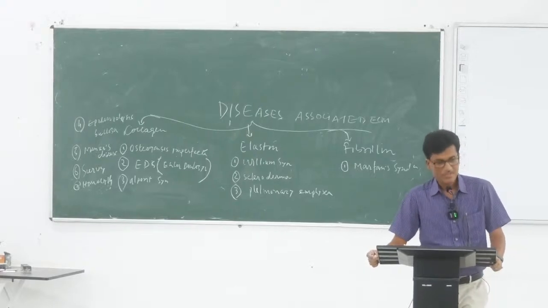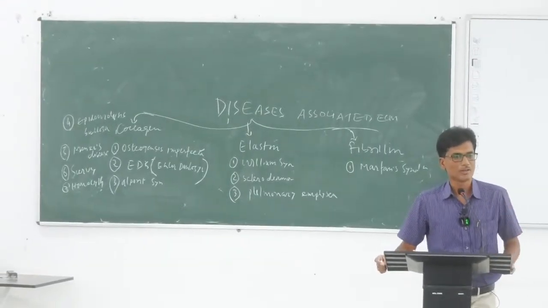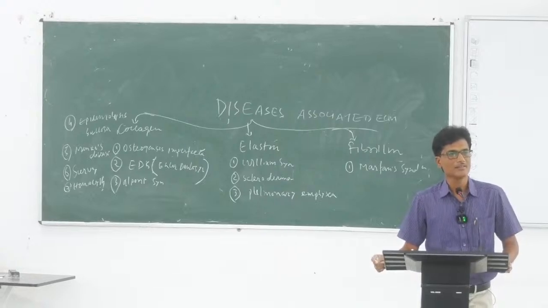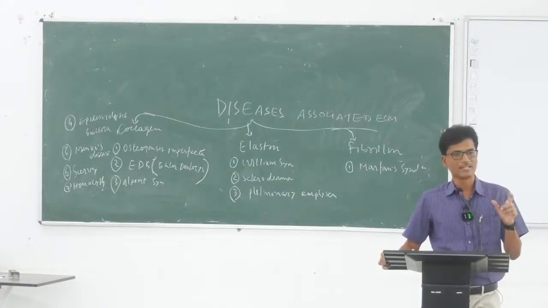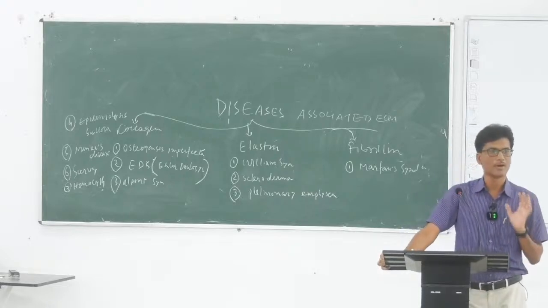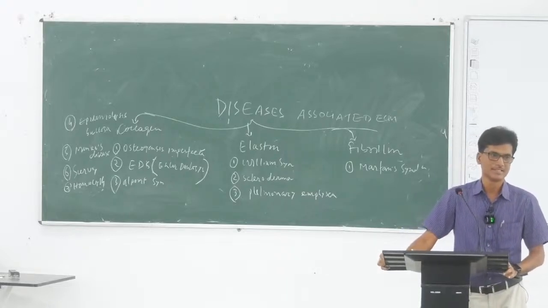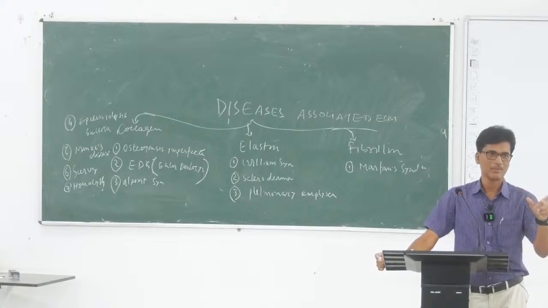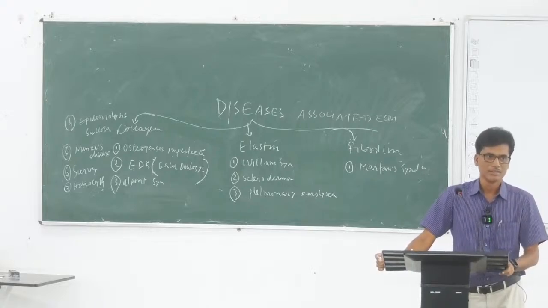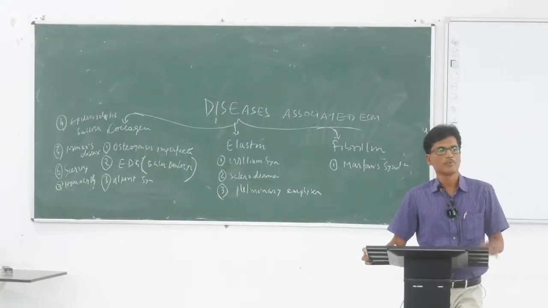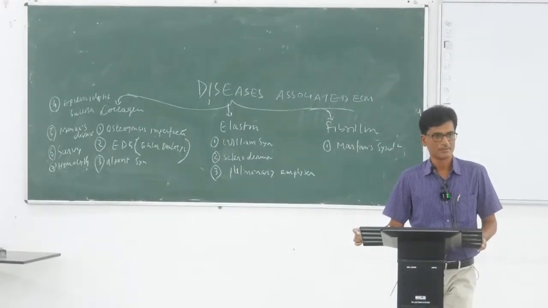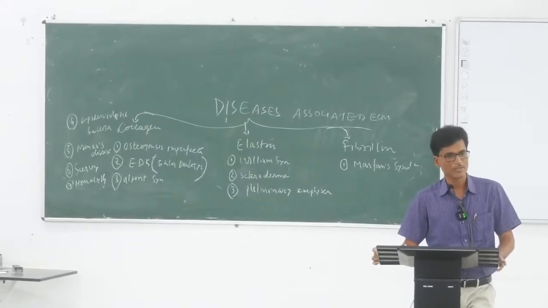Here, in a single polypeptide chain, what is the most common amino acid? Glycine. So here the defect lies in the glycine. Only one single glycine is replaced by another amino acid, that is cysteine. That means a single amino acid is replaced by the cysteine. That's why the triple helix structure of collagen is defective. Triple helix cannot be formed.